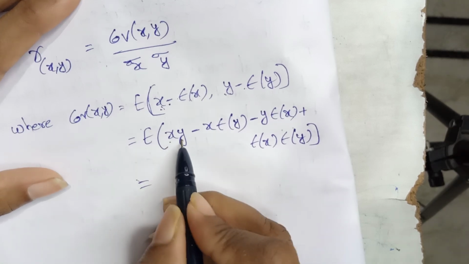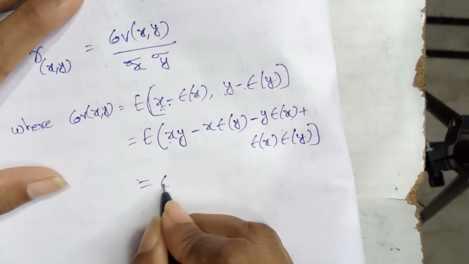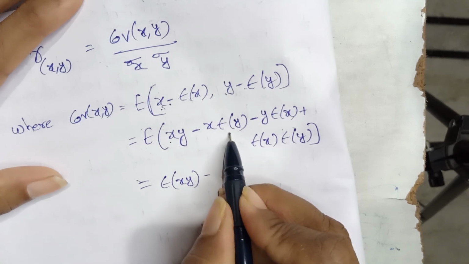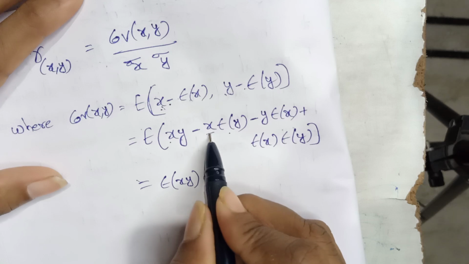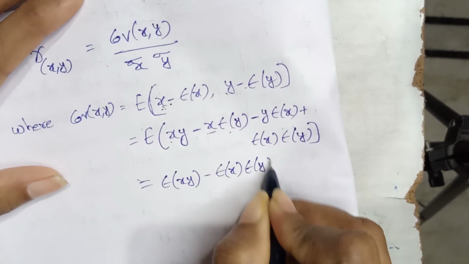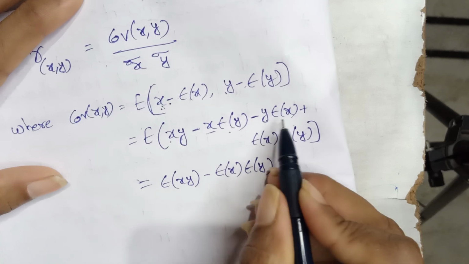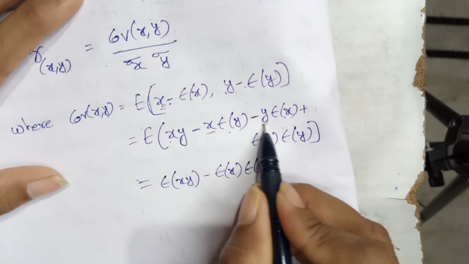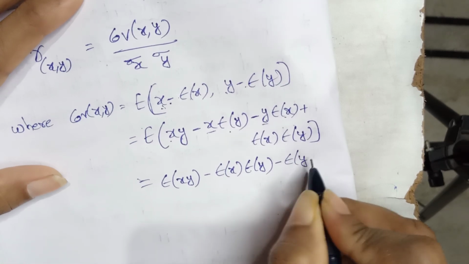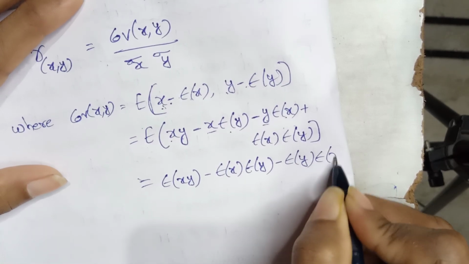So xy into expectation is nothing but expectation of xy. So already we are having expectation here. So that's why we have to add only for this, so expectation of x into expectation of y. Again here we don't have, here we are having. So only here we have to add, so minus expectation of y into expectation of x.